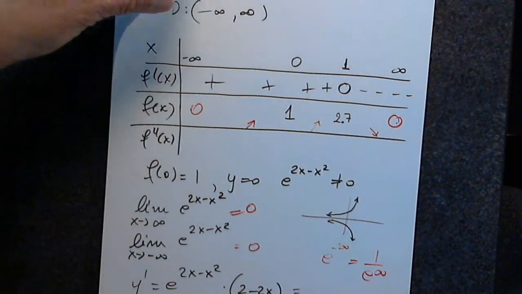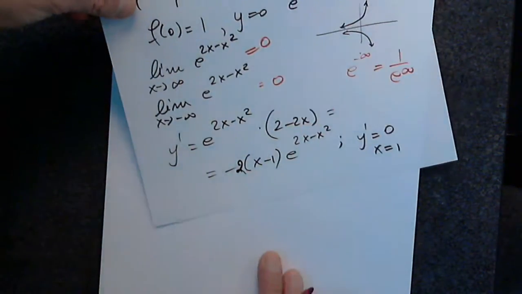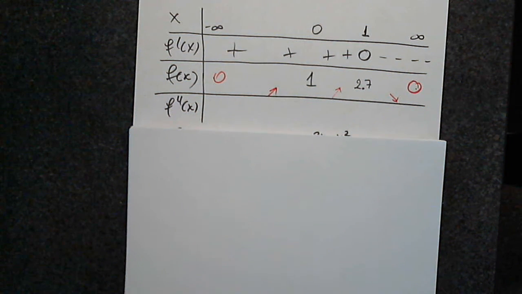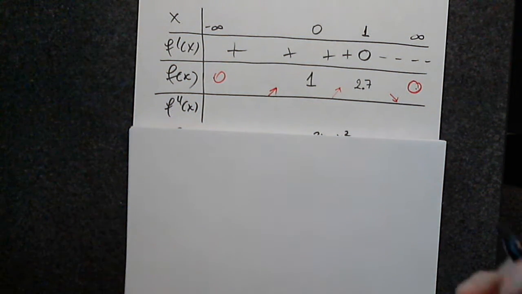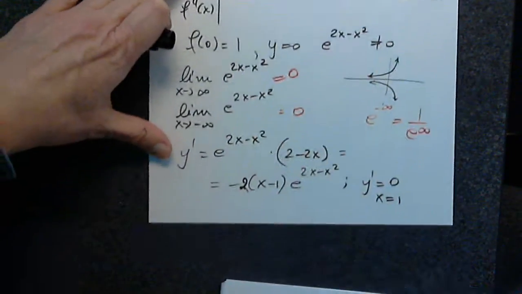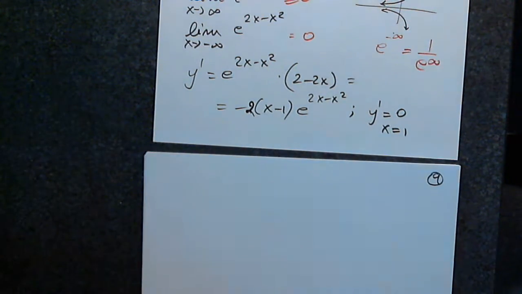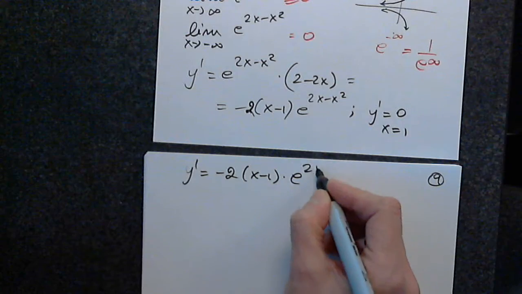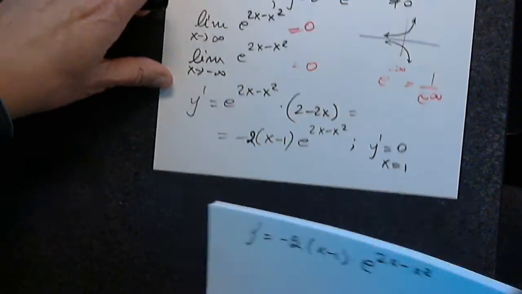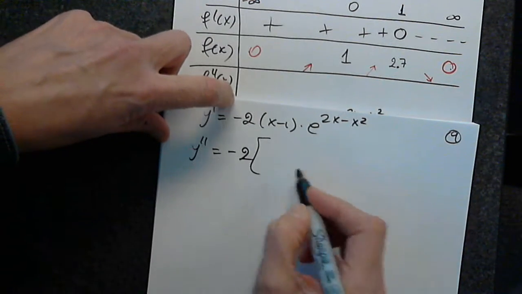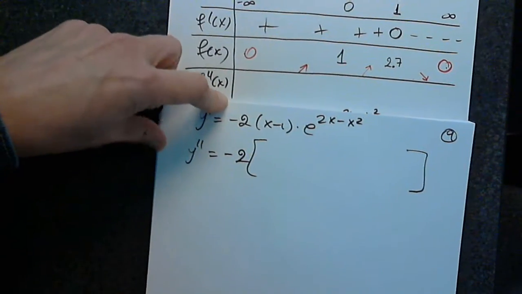So now I have to find the second derivative. Ready? So, it's just the same derivative. No, of course not. It's a product. So let me copy y prime, negative 2, x minus 1 times e to 2x minus x squared. I wish, right? So the second derivative, leave negative 2 alone, outside, waiting.